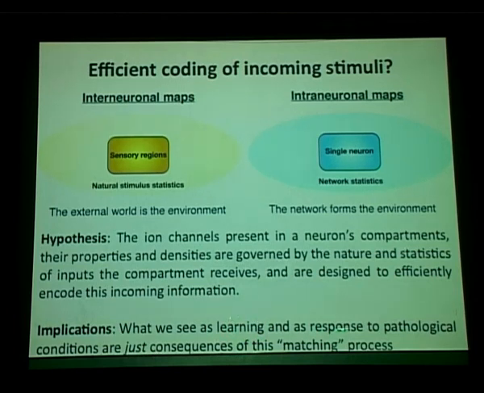What we see as learning and as responses to pathological conditions are just consequences of this matching process. In the process of learning, there is a change in the input statistics to this neuron, and the neuron is trying to match that, and that is permanently etched in that specific dendritic location. Hence learning could be posed as a mechanism by which it is efficiently encoding the inputs coming at that specific location. So I'm saying nothing new, I'm just translating things from the sensory literature to a single neuron standpoint, rather than posing it from the point of view of a sensory region.